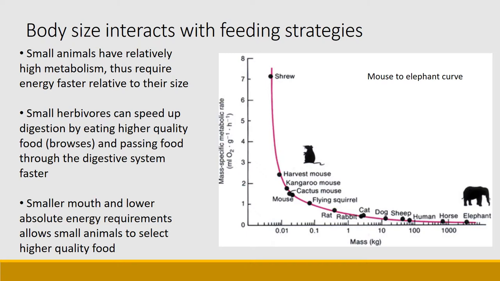They have a smaller mouth and a lower absolute energy need, so they have more time to go picking around and choosing. If you're a large cow, you're going to be eating maybe 14 hours a day anyway. You can't be very selective. So you're going to be more general, and you're going to hope to digest what you put in.